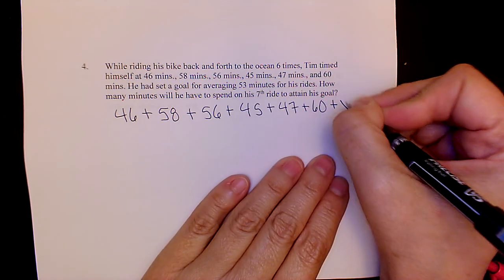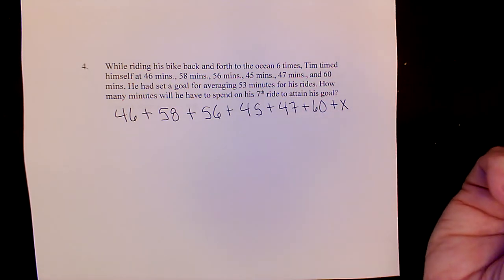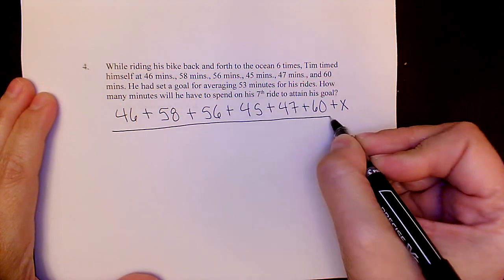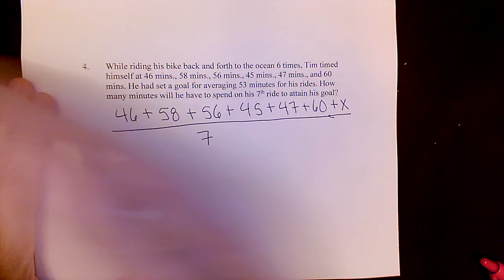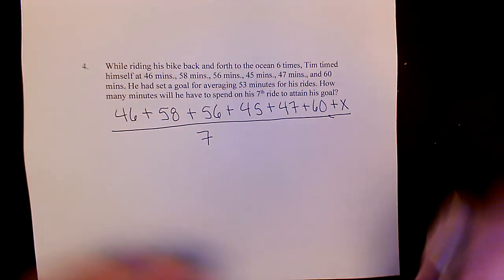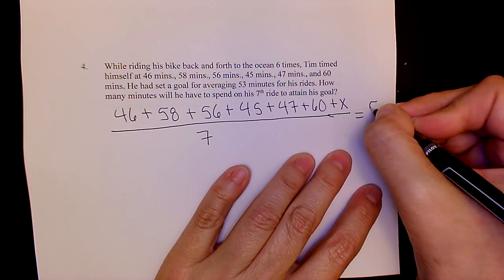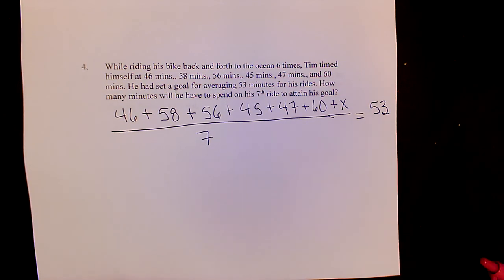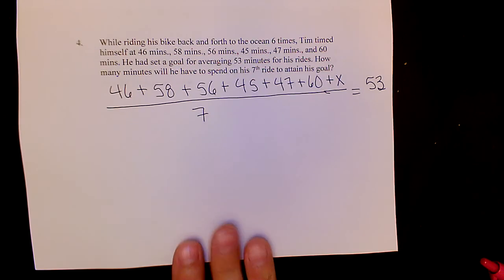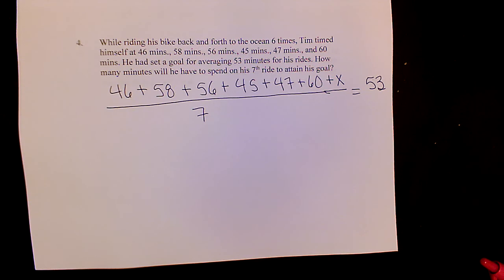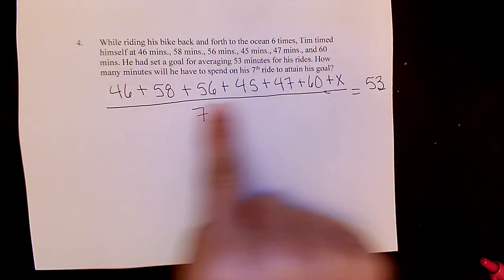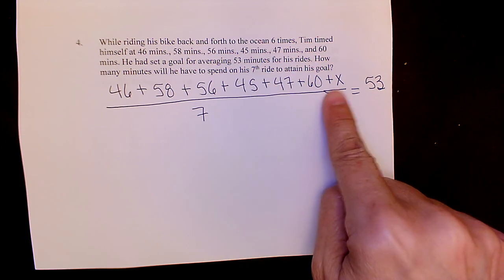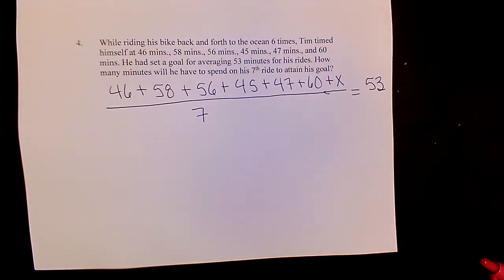But then we're going to add in an X. We don't know how much that 7th time is, okay? And there's actually 7 times here. So we're going to divide by 7, and we want this to come out to an average of 53. So here is our setup. We're adding all the minutes together, the 6 different times together, and there's really 7 rides. So we're going to add on an extra one for the 7th ride, but we don't know how much that is.